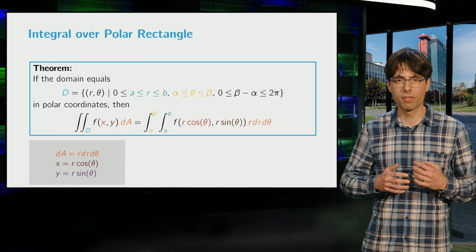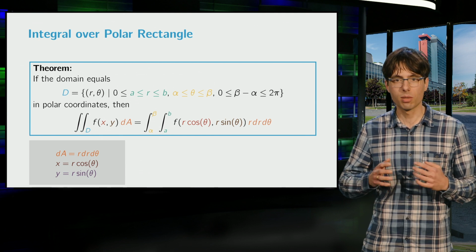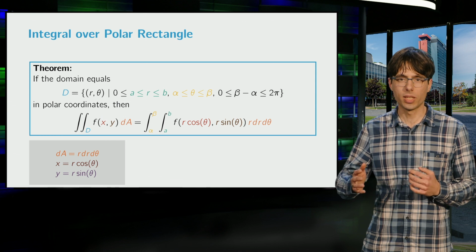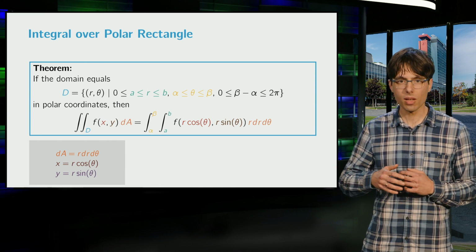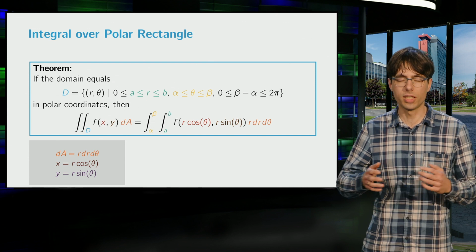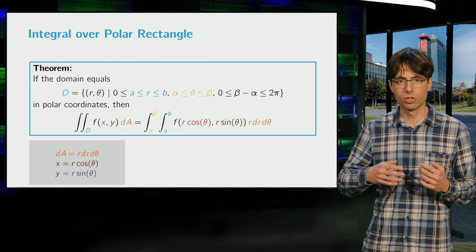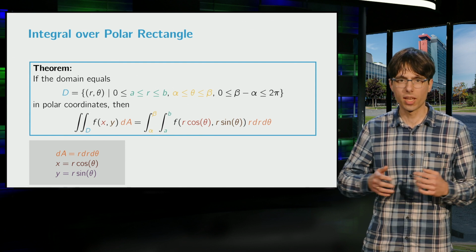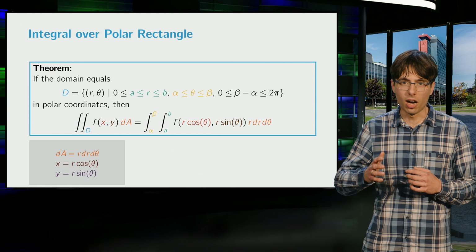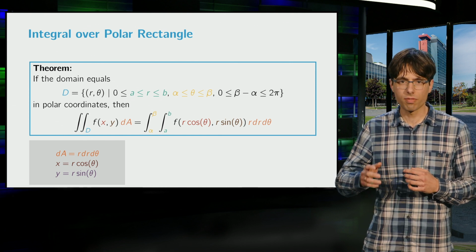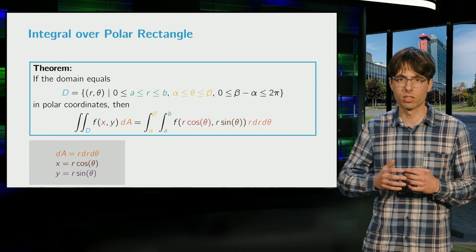So, suppose we have a continuous function f and a polar rectangle D, with r in between a and b and theta in between alpha and beta. We find that if we want to express the double integral of f over D in polar coordinates, we should replace x by r cosine theta, y by r sine theta, and dA by r times dr d theta. This means that an extra factor r appears in the integrand.